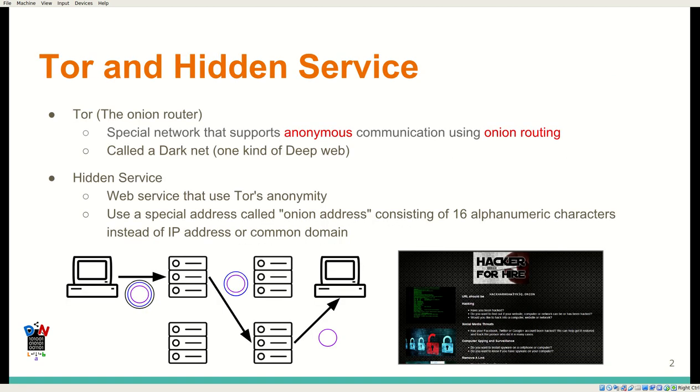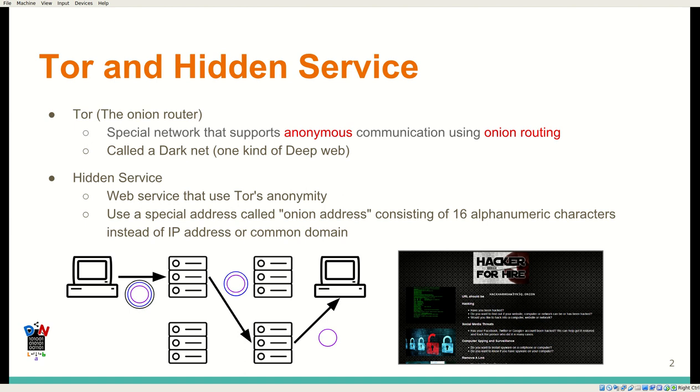Before we start, let me introduce Tor and hidden service. Tor is called a darknet, a kind of deep web. Tor is a special network that supports anonymous communication using onion routing. The figure below shows how Tor uses encrypted packets and P2P nodes to communicate anonymously.